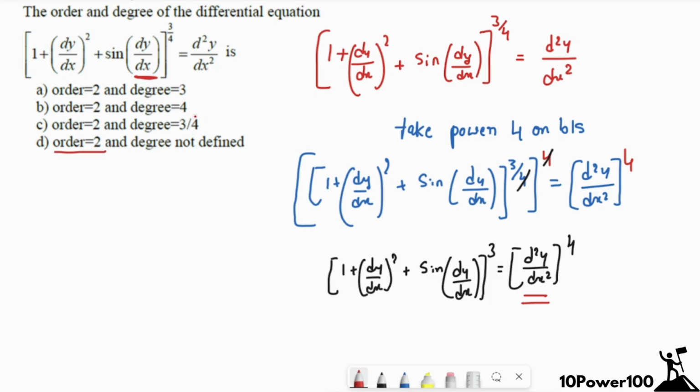Look at option B. Option B has order 2 and degree 4. We cannot take the degree as 4 because dy/dx is inside the sine function, so it is not a polynomial function. That is the reason. So here the order is 2 and the degree is not defined. Option D is the right answer, children.